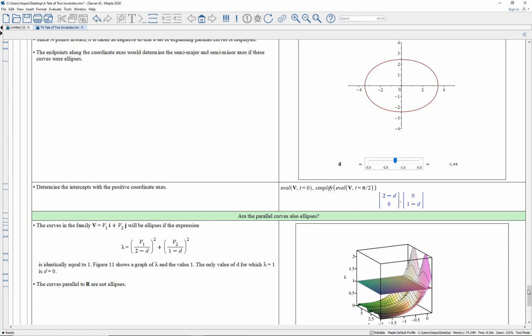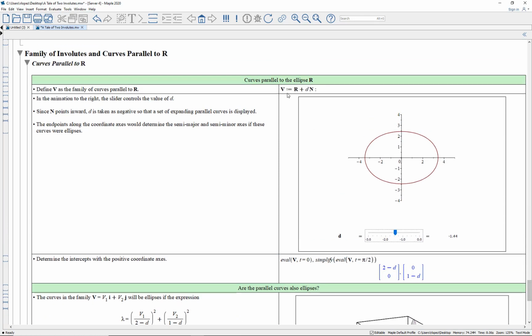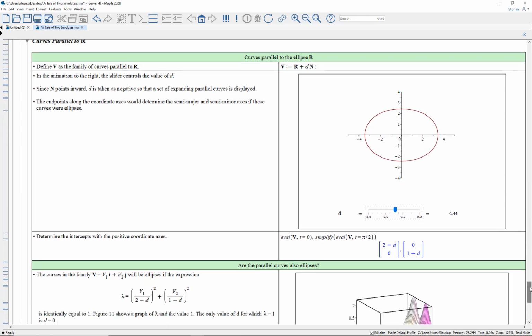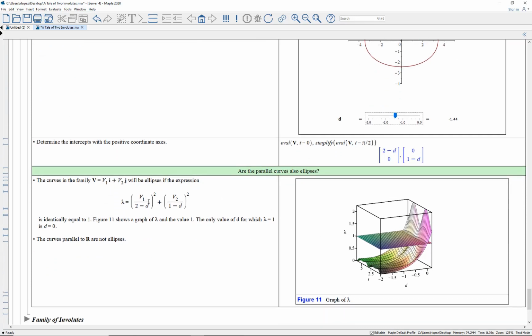Then the components of the parallel curve, if they're going to be an ellipse, you would have the x component divided by 2 minus d, the y component divided by 1 minus d, each one of these squared, added. If it's an ellipse, this adds up to 1. So basically, I ended up examining lambda graphically because lambda is a very messy expression. So I graphed this expression, lambda, and this is lambda equals 1.